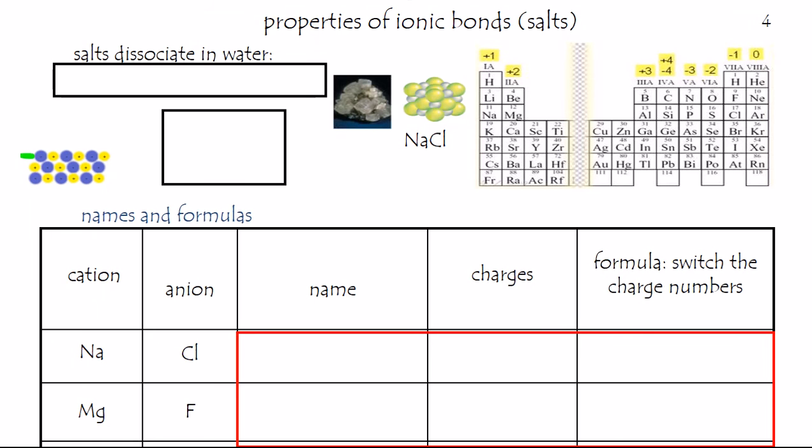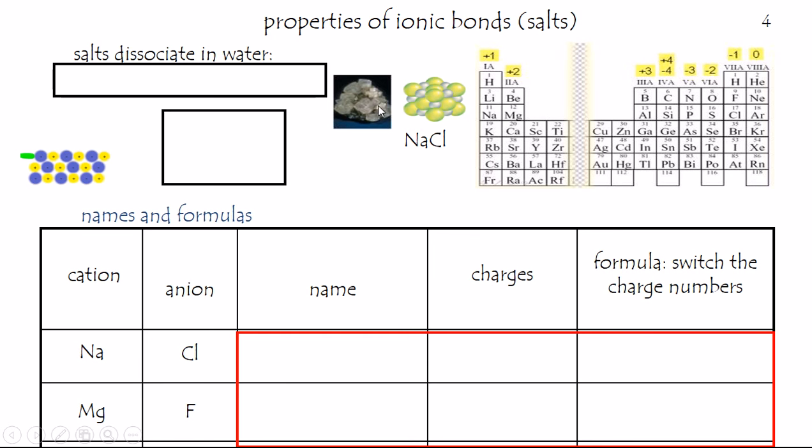What can we say about the properties of ionic bonds? When I think of these, I'm typically thinking of salts, substances like sodium chloride, for example. The first thing that probably jumps out in your mind is that these things dissolve in water. These would make very bad building materials for a house, for example.